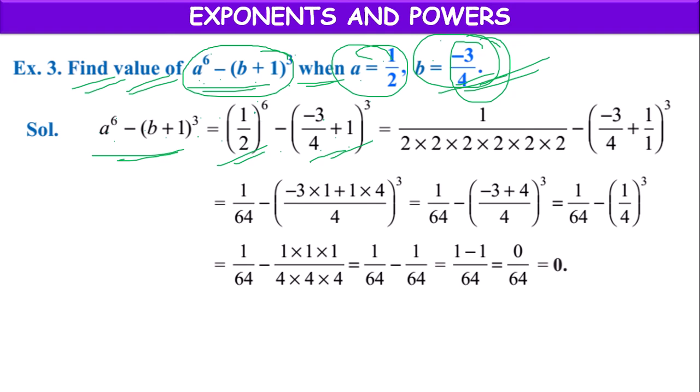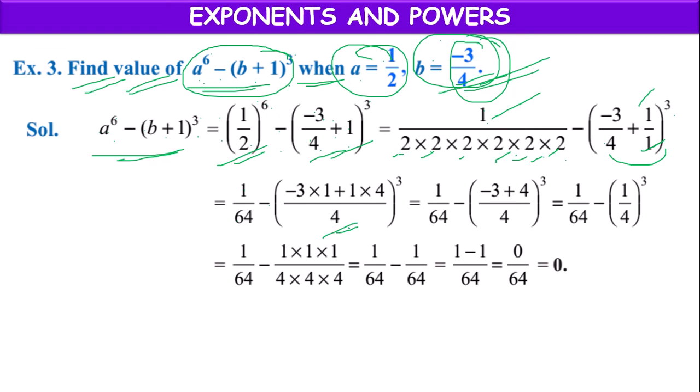So if we expand 1 by 2 whole power 6, 1 power 6 is same 1 only, because 1 raised to any power is always 1. 2 power 6 means 2 into 2 into 2, like that 6 times we have to multiply. Minus 3 by 4, this 1 can be written as 1 by 1 whole cube. 1 by 2 into 2 into 2, 6 times equals 64. 1 by 64 minus, here let's take LCM of 4 and 1. LCM of 4 and 1 is 4.